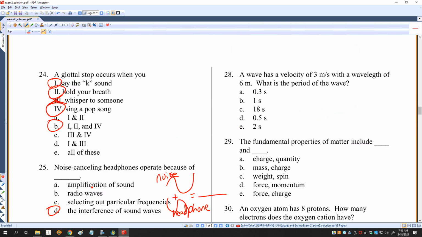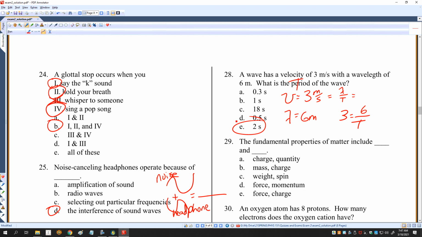A wave has a velocity of 3 meters per second with a wavelength of 6 meters. So v is equal to 3. Wavelength is equal to 6 meters. And I know that v is equal to wavelength over period. So 3 is equal to 6 divided by period. I want to know the period, that's T, so that's equal to 2.